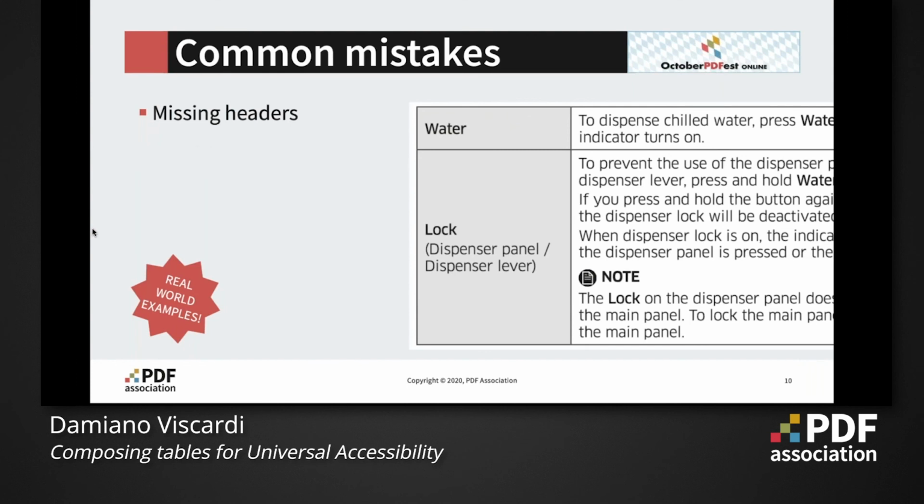Another common mistake is not describing the content of the columns. This is again from a refrigerator manual, and even we have no way to know exactly what the first column describes. Is it an icon? Is it written on the device? Is it something displayed on the display? We don't know. So headers are 100% important and are mandatory in accessibility.